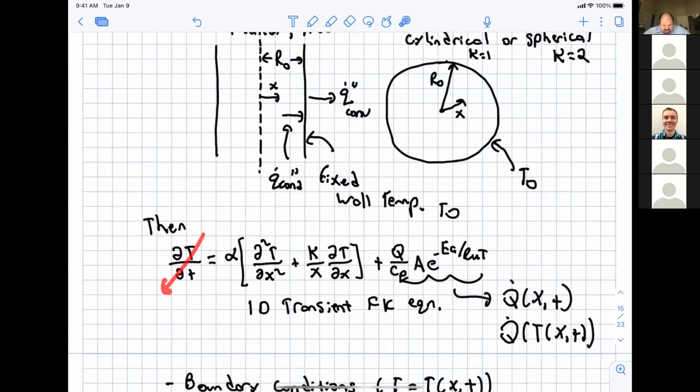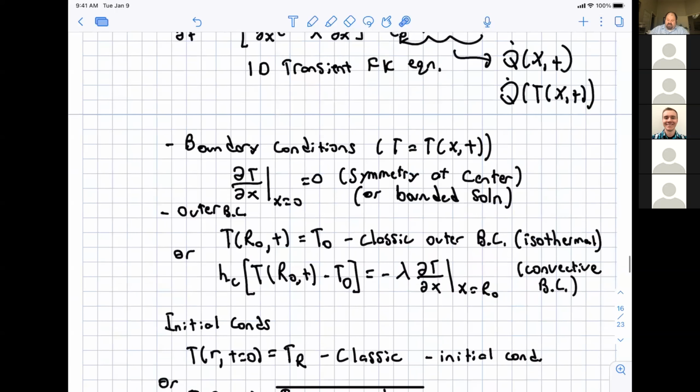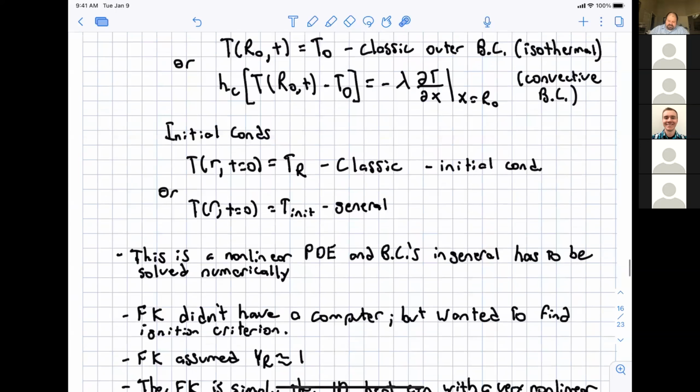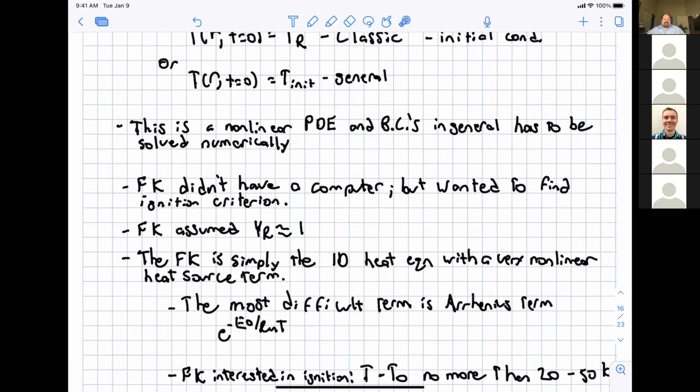If you assume steady solution and you simplify this Arrhenius term here, it still leads to an obscure partial differential equation that you have to solve, that I never heard of till I started going through these notes again. Okay, and so in general, due to the nonlinearity of the chemical source term, the PDE, you have to solve it numerically. There's no getting around that.